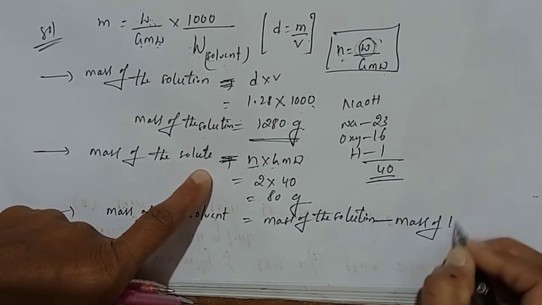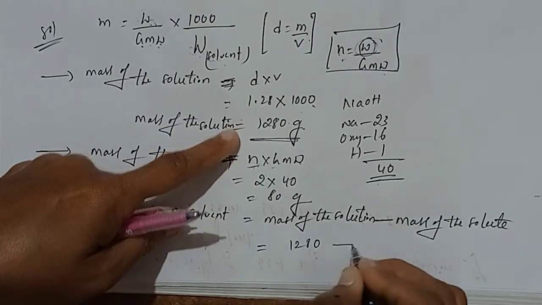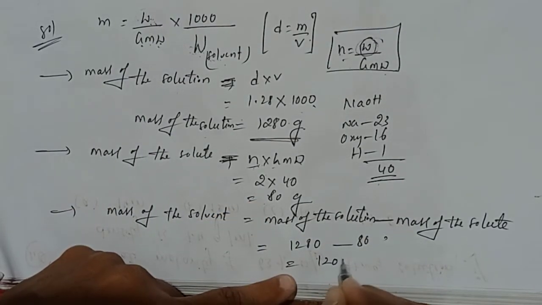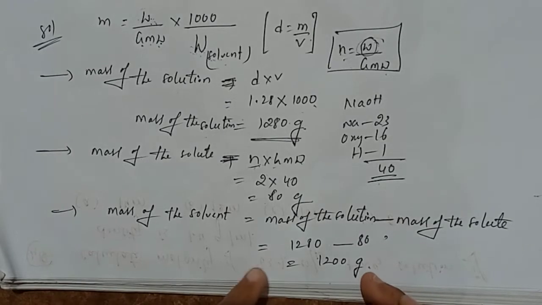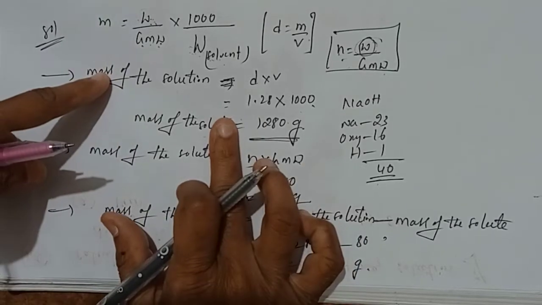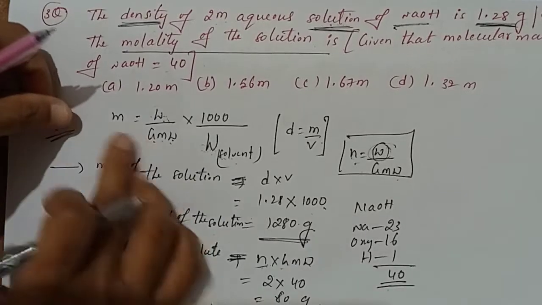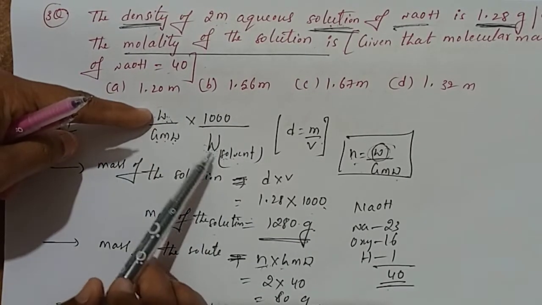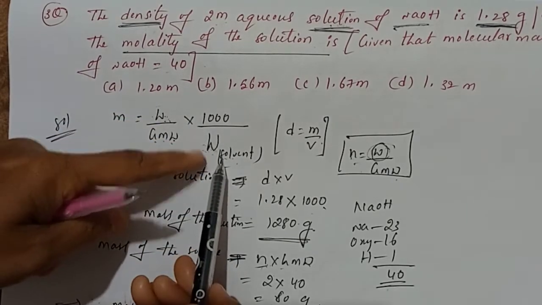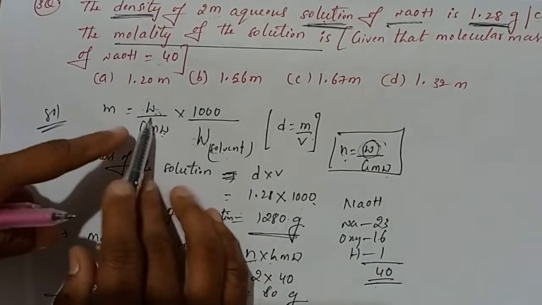So mass of the solute, how much, students? Mass of the solution is equal to 1280 grams. Mass of the solute is equal to 80 grams. So 1280 minus 80 means 1200 grams. Clear this one? So this is the mass of the solvent. So mass of the solution we calculated, mass of the solute calculated, mass of the solvent calculated. But in the formula for molality, only the weight of the solute and the weight of the solvent are required. We don't want the weight of the solution, but to calculate the weight of the solvent we calculated the weight of the solution, students.